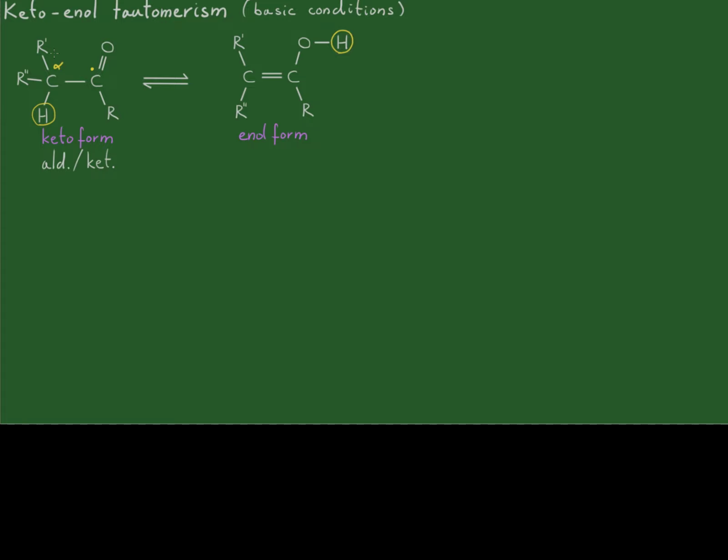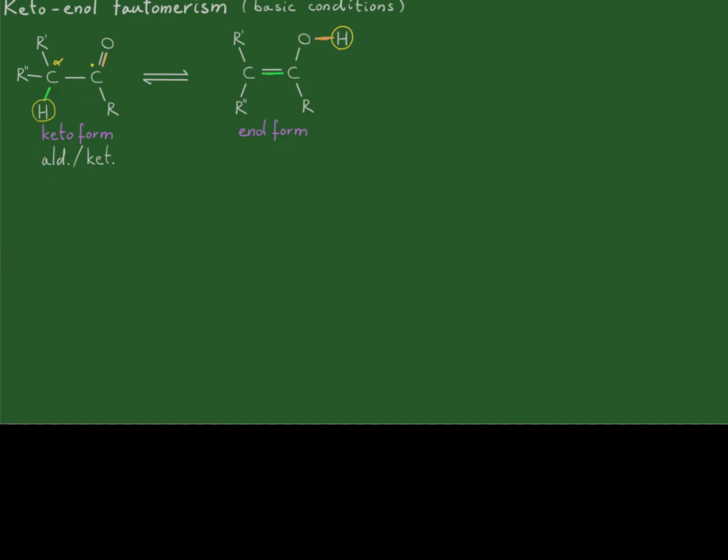The electrons of the bond that were between the alpha hydrogen and the alpha carbon will end up as the pi bond between the two carbons. And the pi bond between the carbonyl carbon and the oxygen will end up as a bond between oxygen and hydrogen. All right, let's look at a more specific example.